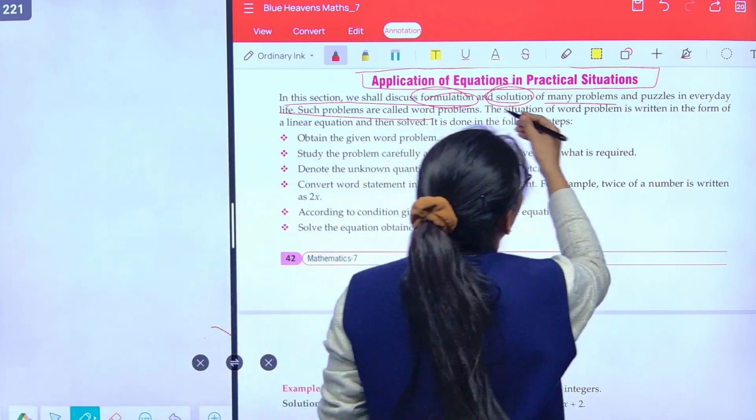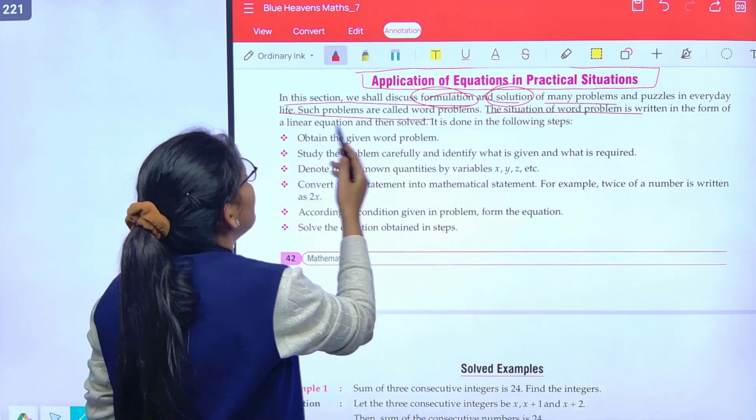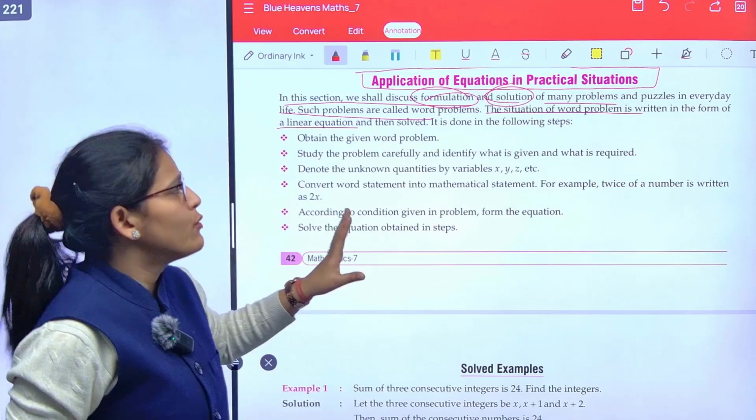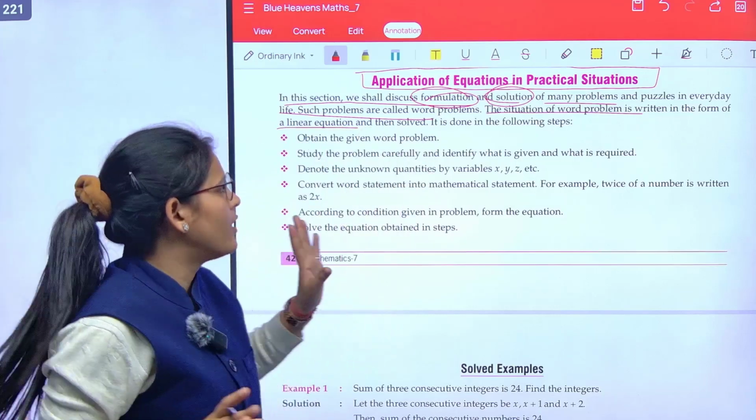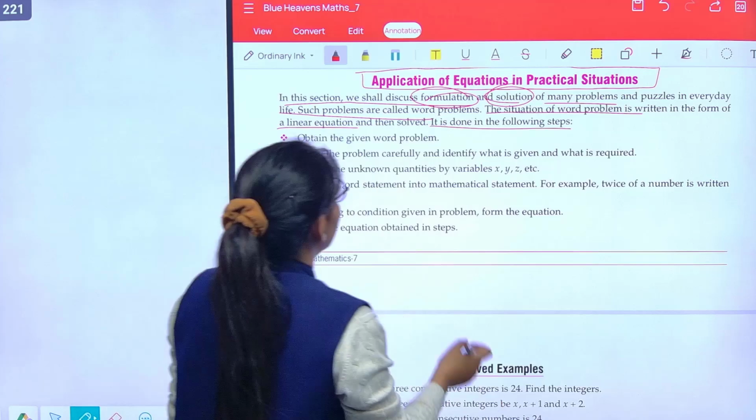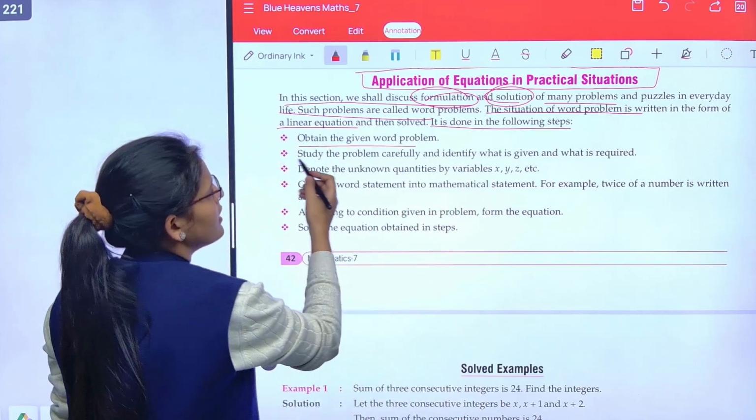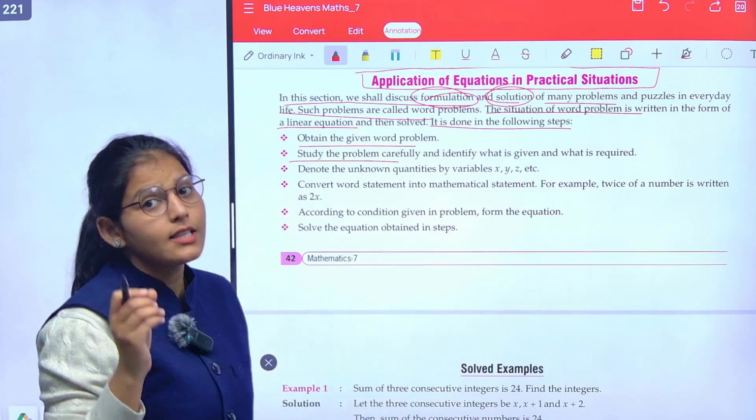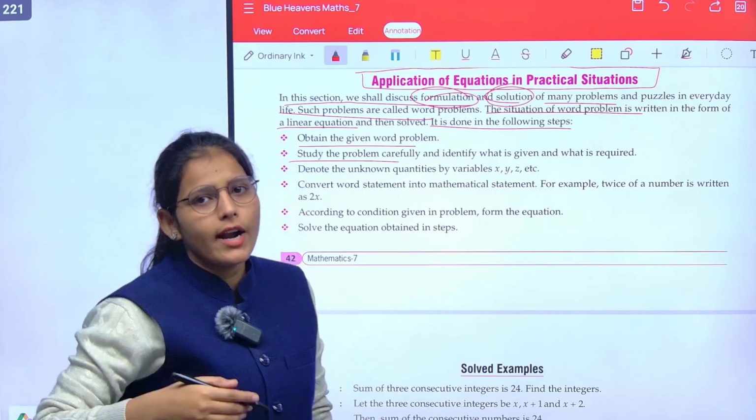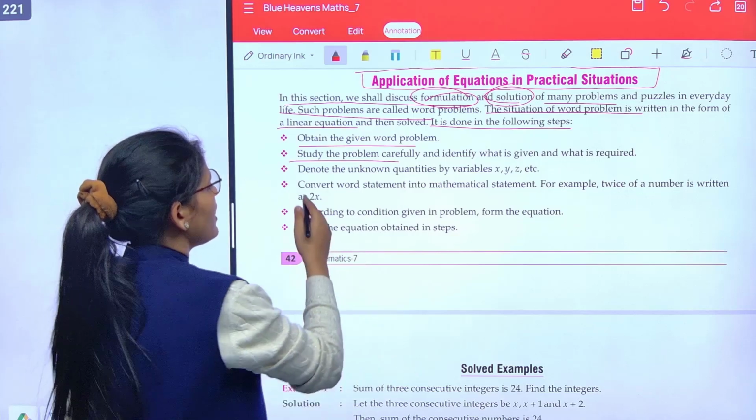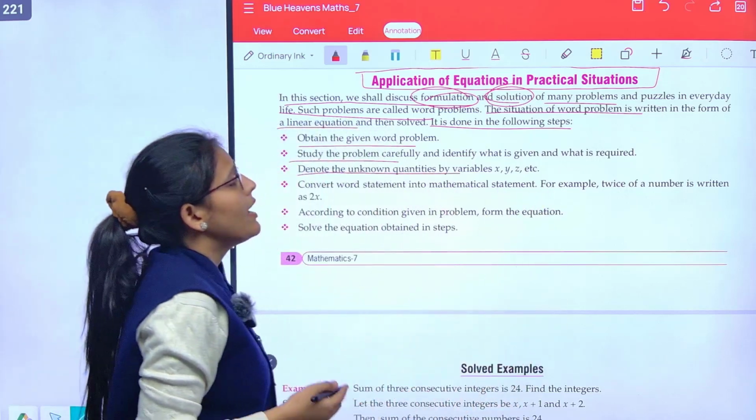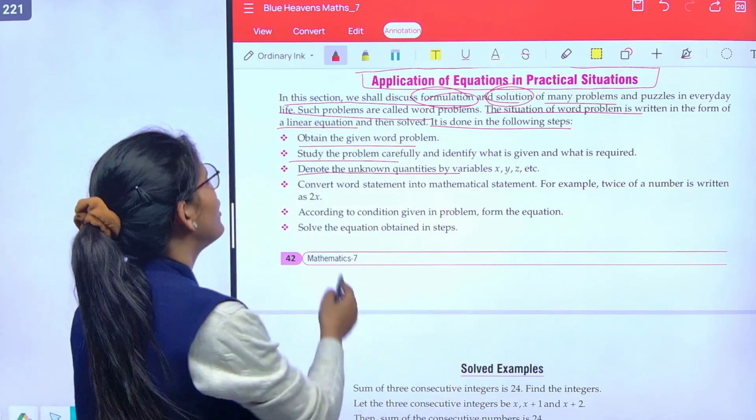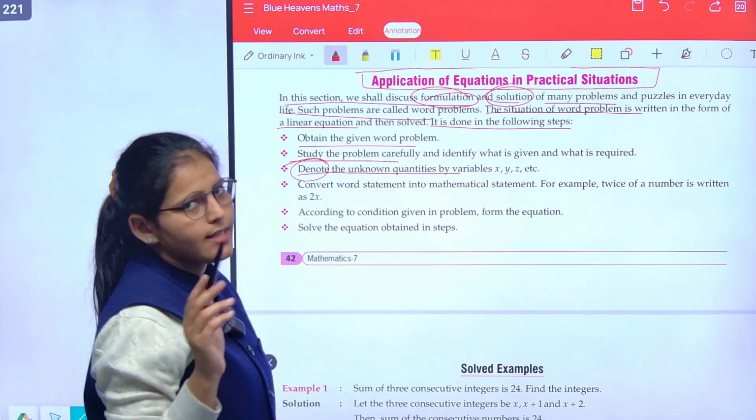The situation of a word problem is written in the form of a linear equation and then solved. हम उसको linear equation में लिखते हैं, उसको हम फिर solve करते हैं. It is done in the following steps. Obtain the given word problem, study the problem carefully and identify what is given and what is required. Class, क्या दिया हुआ और क्या हमें required है, क्या हमें find out करना है. Denote the unknown quantities by variables x, y, z. Class, उसको denote कर देते हैं unknown quantities को x y z से.